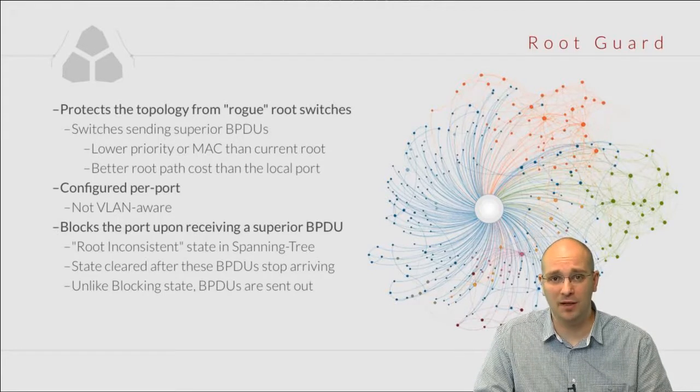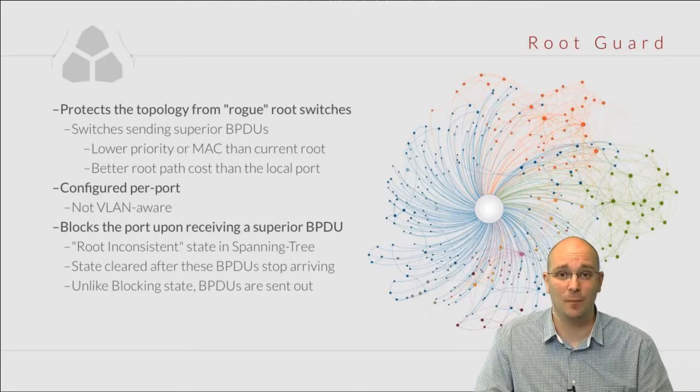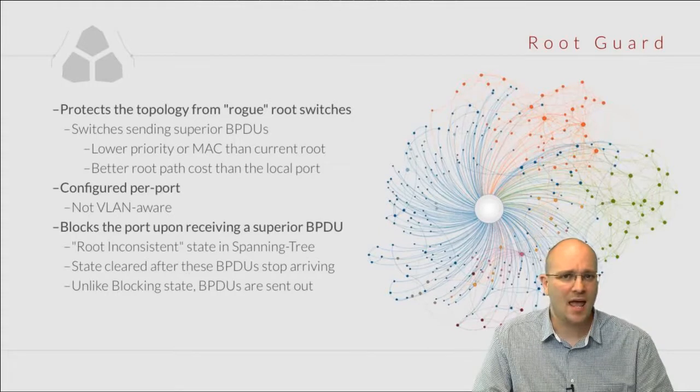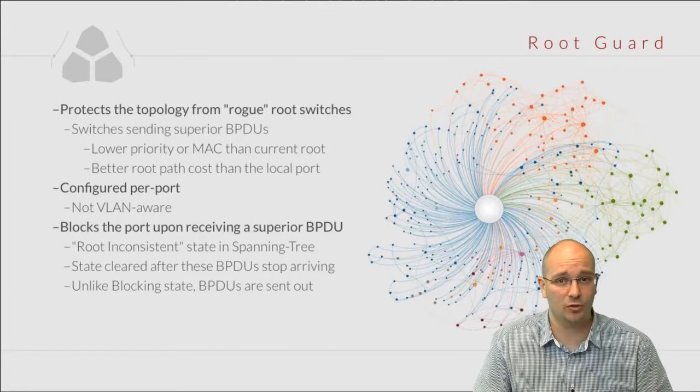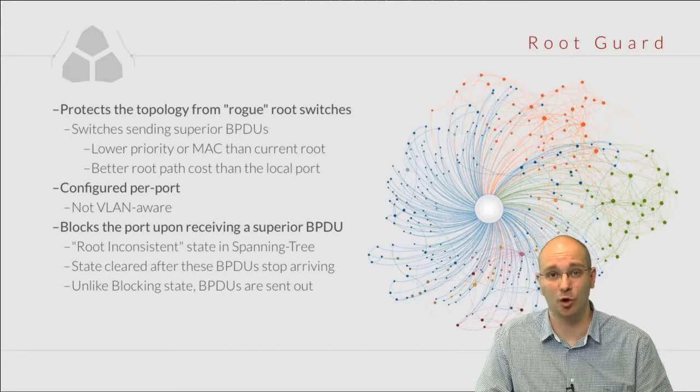Or it's a BPDU that is coming from the same root but is being received on the designated port of the local switch, and it claims to have a better root path cost than our own port. When RootGuard is enabled on the port, it is enabled for all the VLANs, and this is the only way to configure RootGuard. It can be enabled only on a per-port basis for all the VLANs on that port.